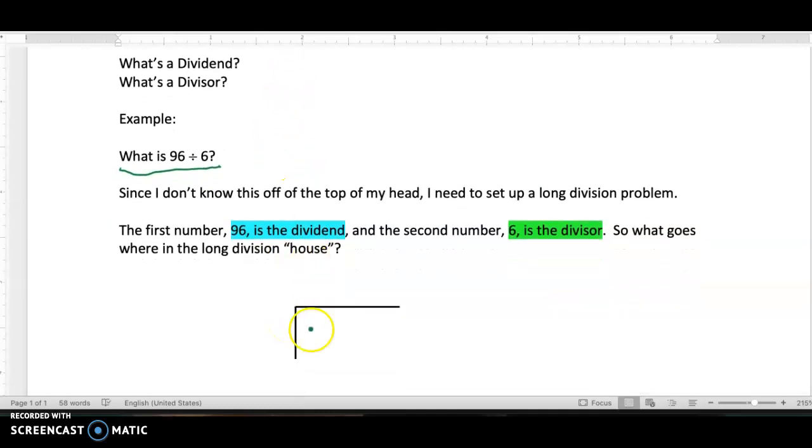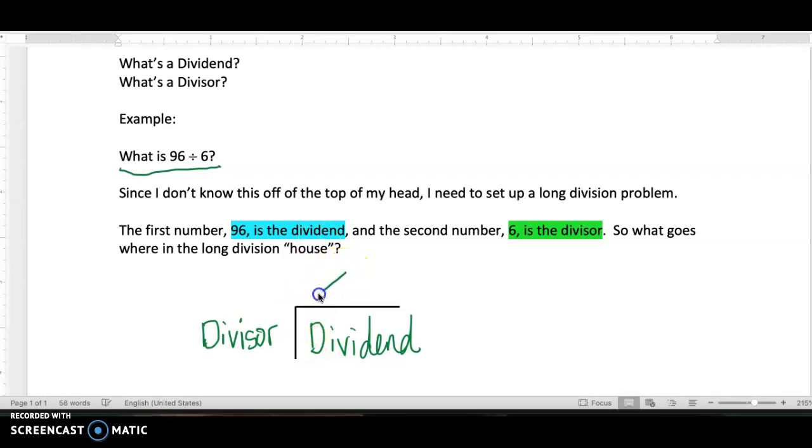So the dividend actually goes inside the house. The dividend goes in here, and the divisor goes on the outside of the house. Did I just spell divisor really wonky? What happened there? Okay, hold on. Divisor. I have this problem that if I am talking and writing at the same time, chances are I'm not spelling it correctly, so please forgive me.